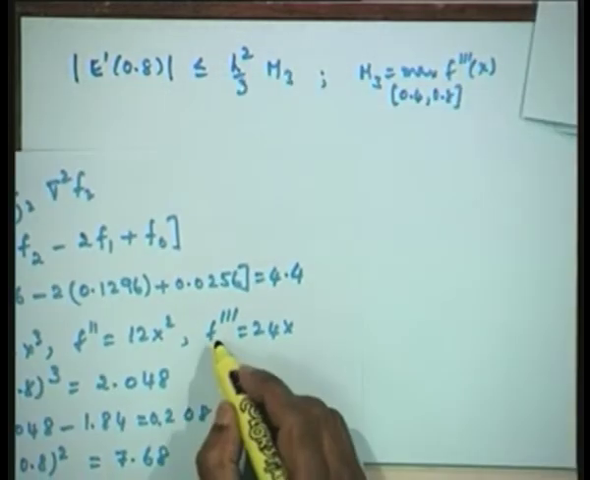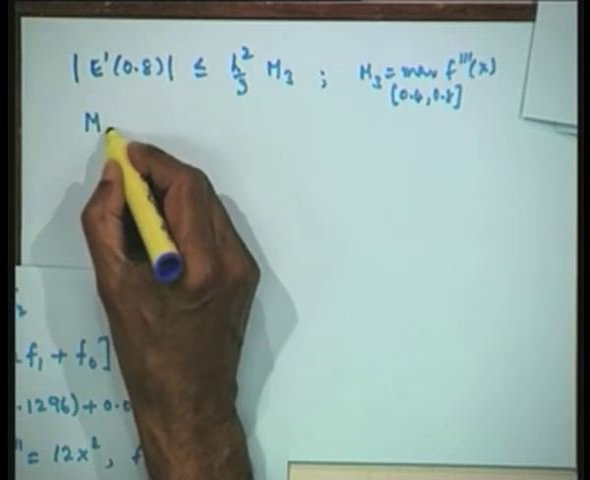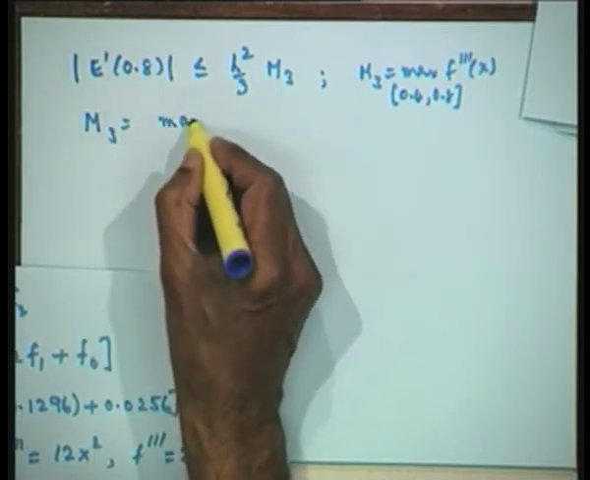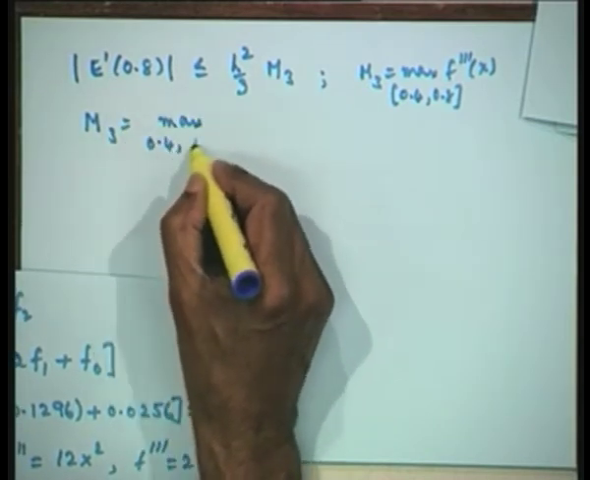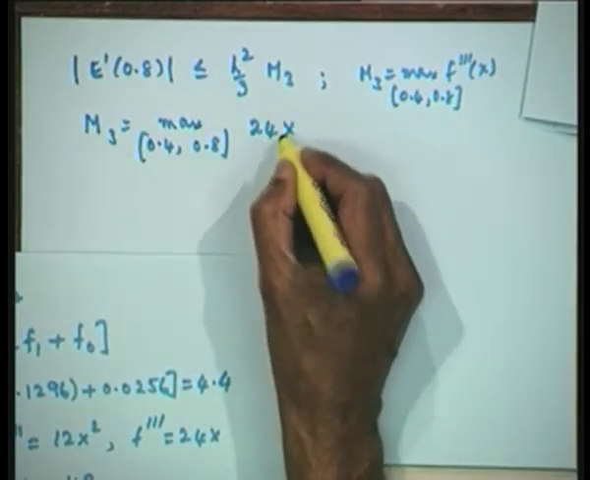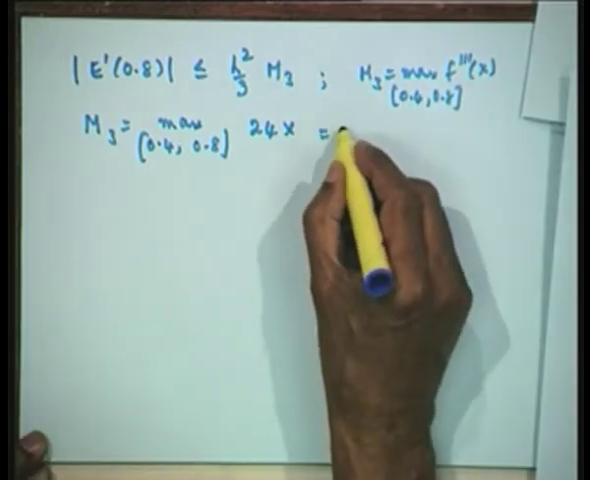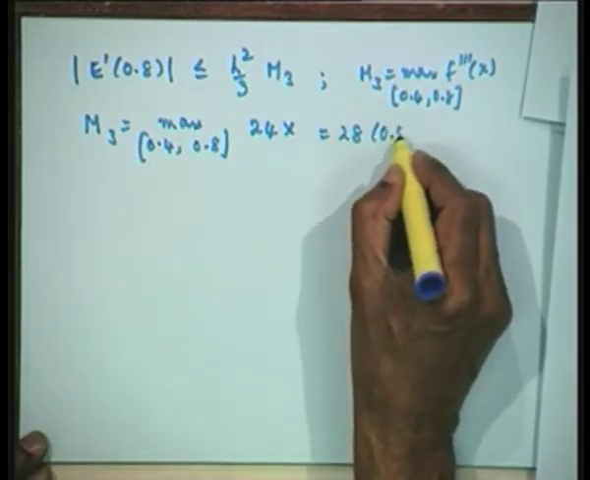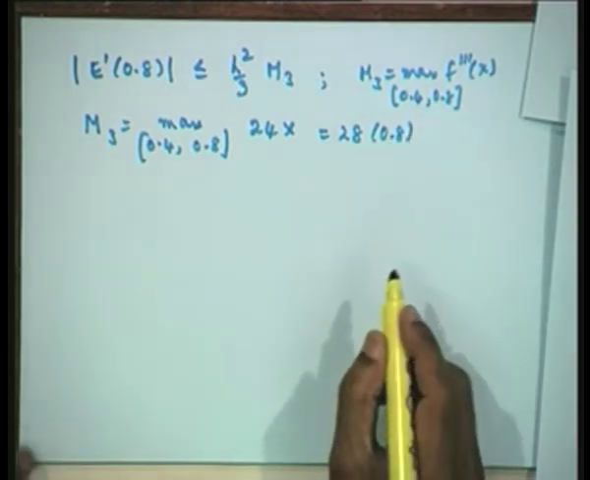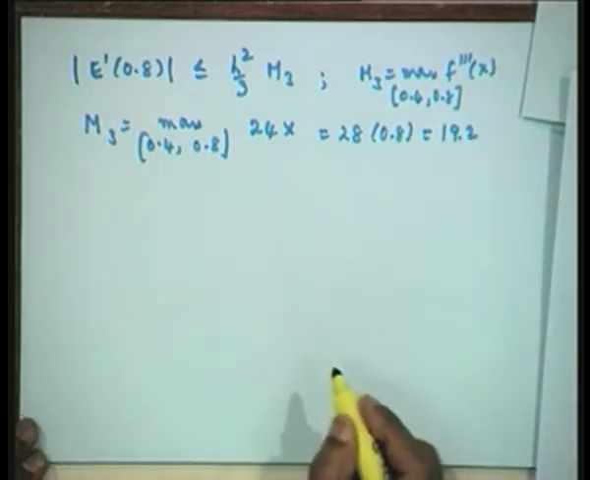Now, we have found out the third derivative is 24x. So, I can find out what is M3. M3 is the maximum within the interval 0 to 0.8. The third derivative is 24x. Therefore, this is 24 into 0.8, that is equal to 19.2.